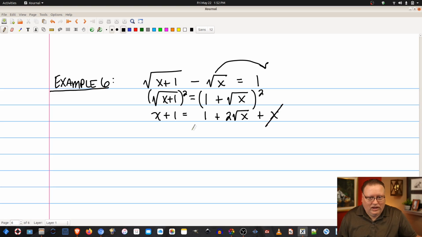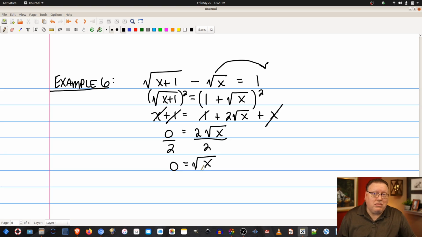Well, I end up with x goes out. This 1 goes out. So I'm left with 0 on the left-hand side is equal to 2 times the square root of x. And if I divide out the 2, I end up with 0 equals the square root of x. And squaring both sides will just give me x is equal to 0. So x equals 0 is our solution to this problem. Okay? So that one worked out simple. Okay? Nice, easy answer. But let's try another problem and see what happens on it.